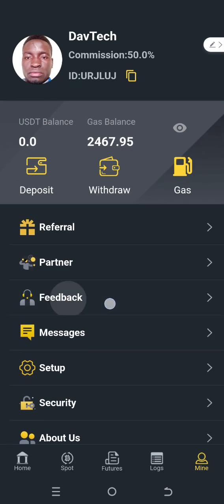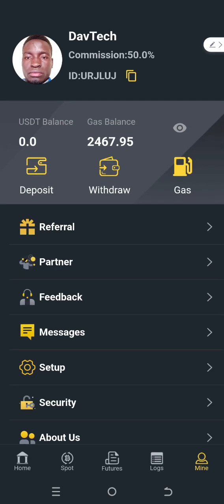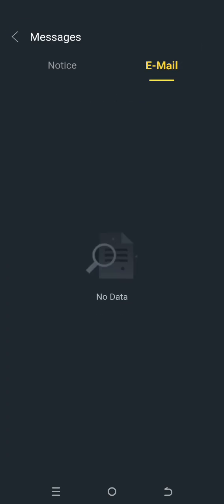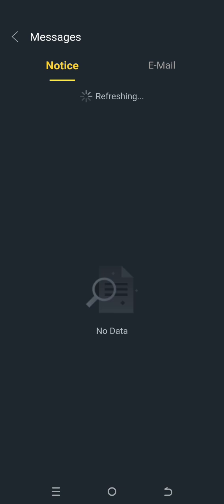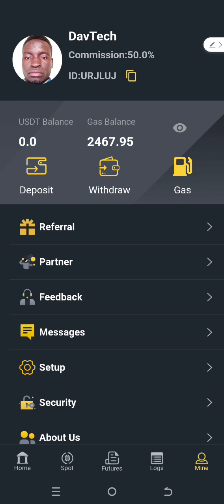Then if you come to feedback, feedback still takes you to the other portion, but of course this one is a bit different. If you have an inquiry or a complaint you want to send, you just click on feedback and send it directly to customer support. Then messages here still takes you back to the notification, but it is going to bring you directly to the emails here, in case you can still get it from messages.